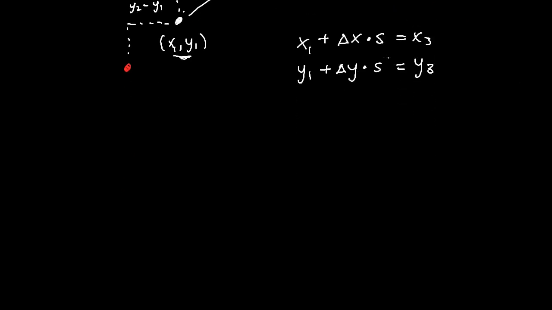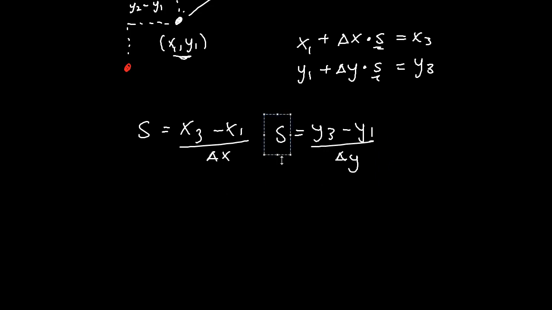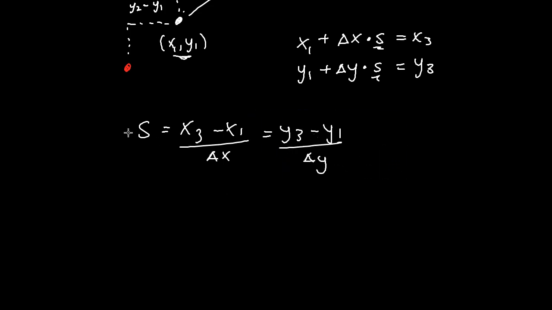Okay, so let's do some algebra. We're going to isolate for this s here. So we have s is equal to x3 minus x1 over change in x, and then s is equal to y3 minus y1 over change in y. So now we can set them equal to each other because they're both equal to s. Okay, so that means given a point x3, y3, if it's on the same path that we're walking on, then this equation has to be satisfied. If it's not, then it's not on the same line.